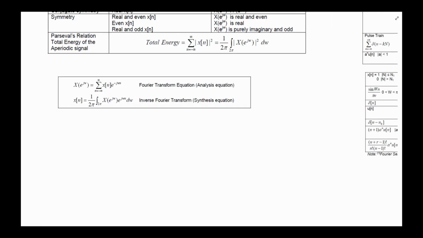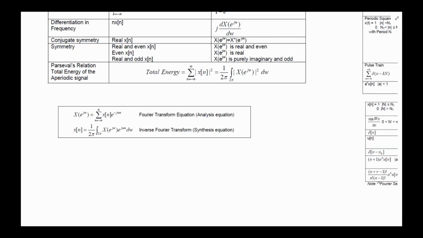So let's say somebody comes up to you and asks you to find the Fourier transform of some discrete signal, x of n, and we need to do that.